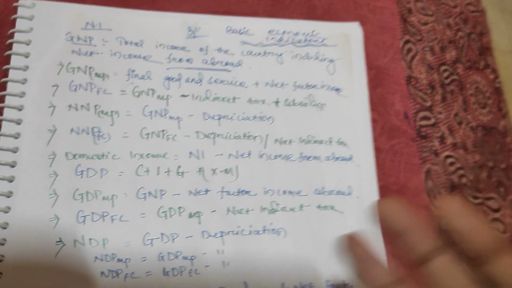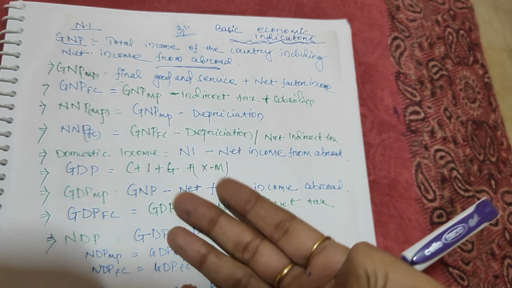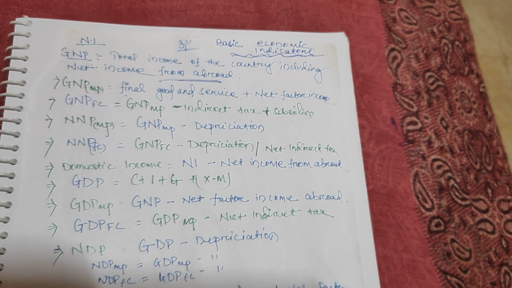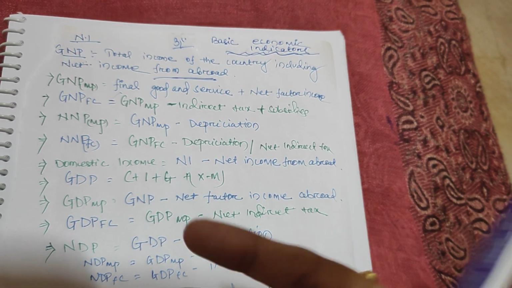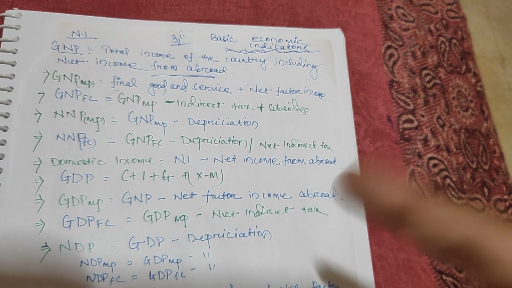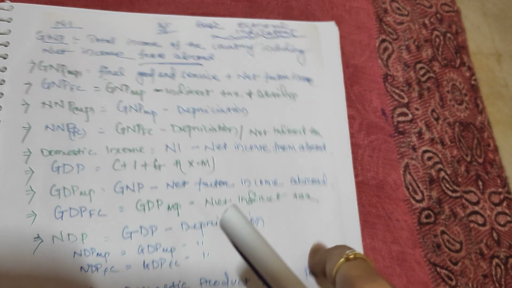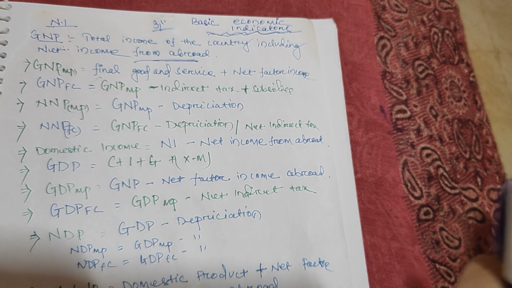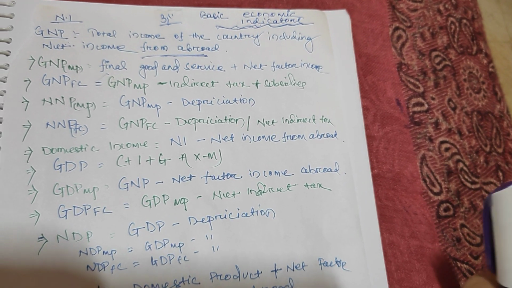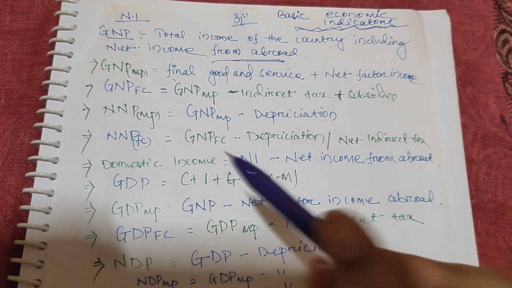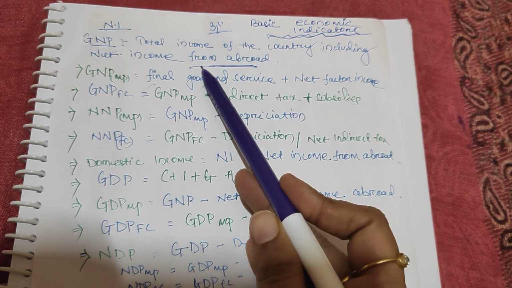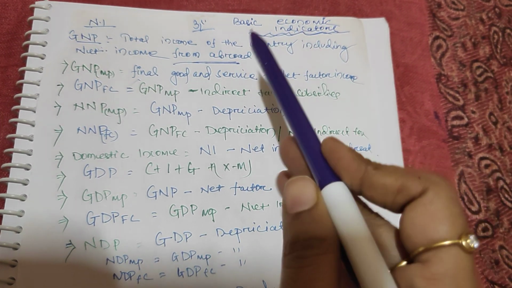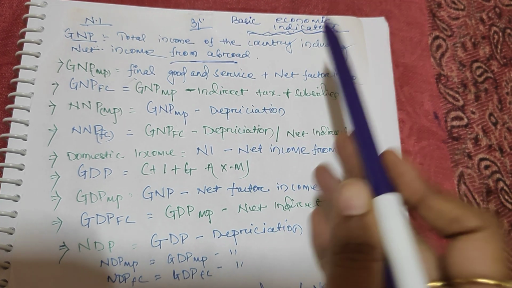Get it? In GNP we don't include the goods and services produced by foreigners living in the country, but income generated by the nationals outside the country is included. In other words, international trade is included in the calculation. I hope you understand what GNP is. Don't get confused. We include the net income from abroad.